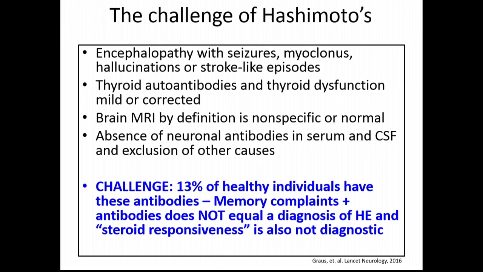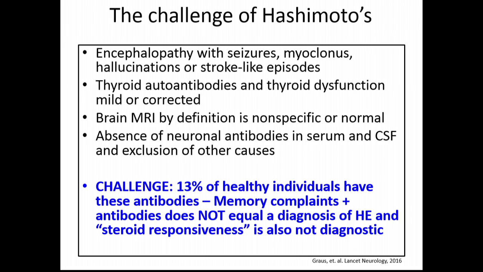In the Lancet position paper, we acknowledge it and validate it, but I think it's important to be very strict in the definition. So this is an encephalopathy with seizures, myoclonus, hallucinations or stroke-like episodes. You get thyroid antibodies. There's no single cutoff. Our clinical gestalt is they need to be high, very high, in the few true cases that we've seen, but there's nothing in the literature that gives you a cutoff. Brain MRI, by definition, doesn't show anything wrong, and by definition, there's an absence of other antibodies.